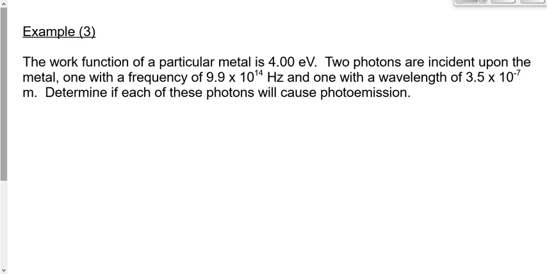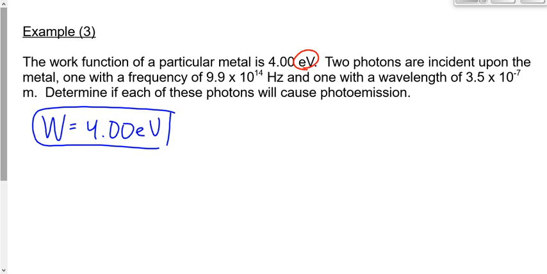Example number 1 says the work function of a particular metal is 4 eV. I'm going to circle this because I may want to convert that to joules. I'm not sure yet. Two photons are incident upon the metal, one with a frequency of this, another with a wavelength, I should say, of that. Determine if each of these photons will cause emission. Here's what I want to do. I know the work function is 4.00 eV.